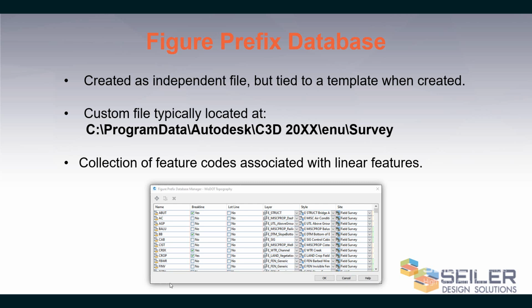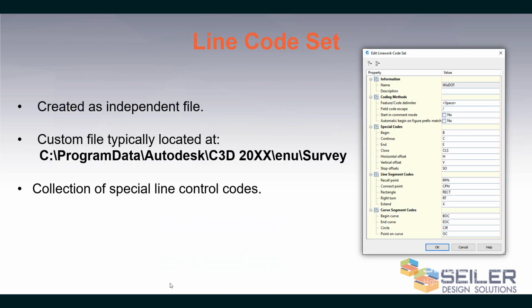It's a collection of feature codes associated with the linear features. And finally, the line code set controls how the lines are established, whether it's the begin code, the continue code, the end, the begin curve, the recall. They're created also as an independent file, typically located in that same folder, a collection of special line control codes.